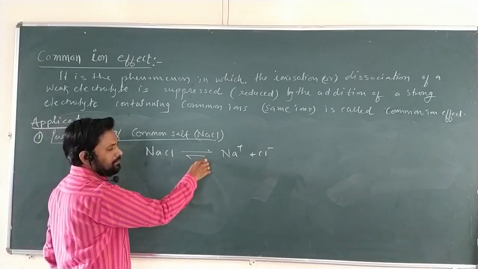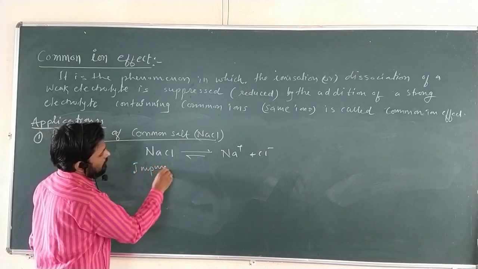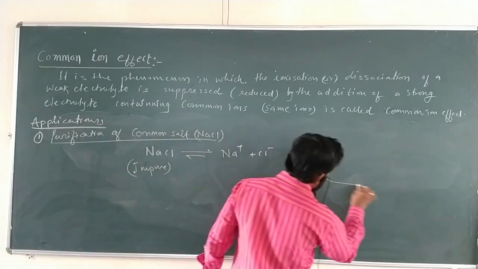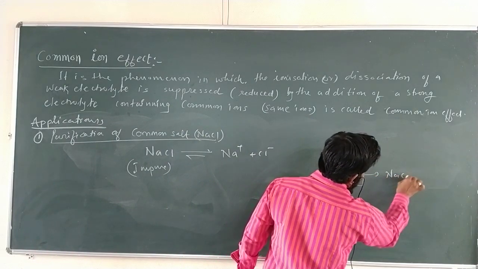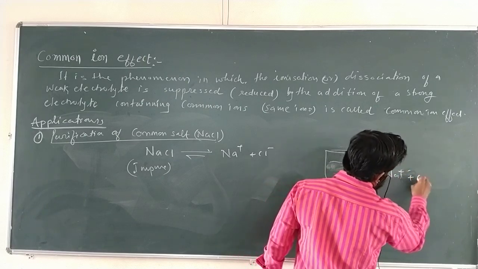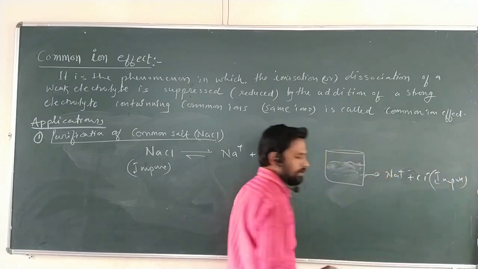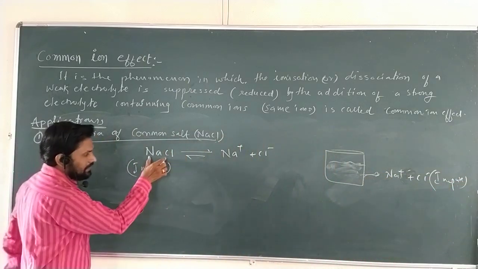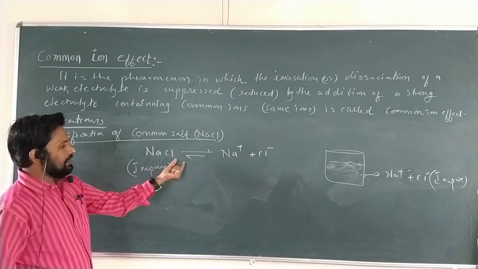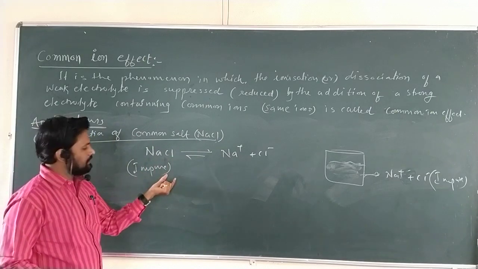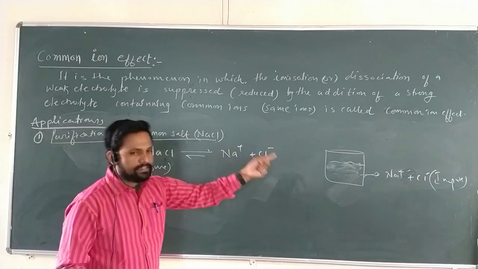Here I am writing the equilibrium because it is an impure form, an impure NaCl in a vessel. Let us consider this is the impure form of NaCl, Na plus Cl minus. So we have to precipitate it, we have to separate NaCl from the impure form. Here NaCl is supposed to be a weak electrolyte in this case, because it is impure, it is ionized into Na plus and Cl minus.